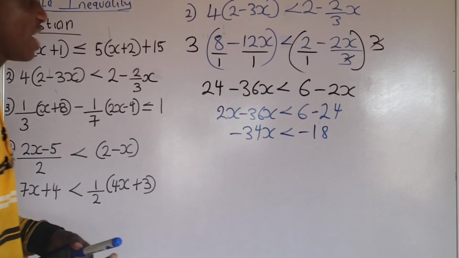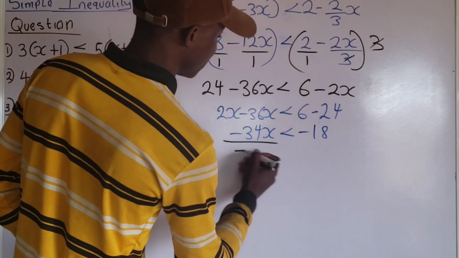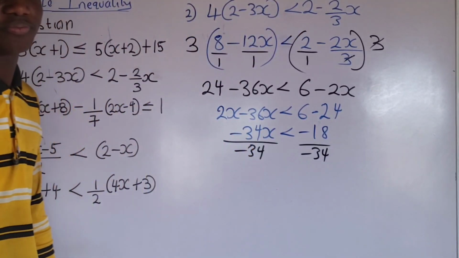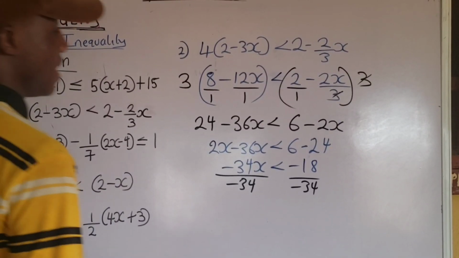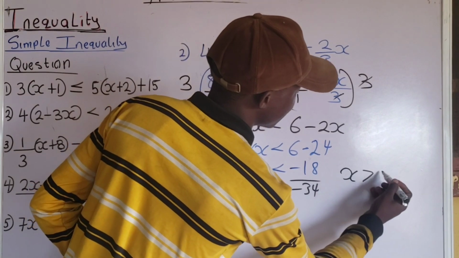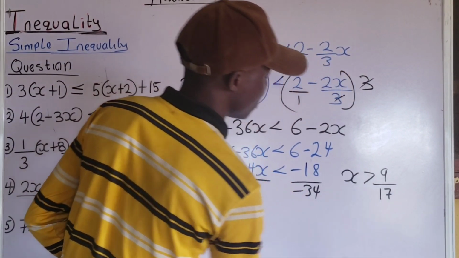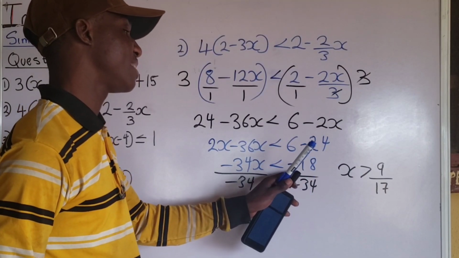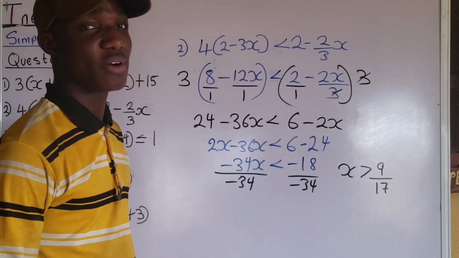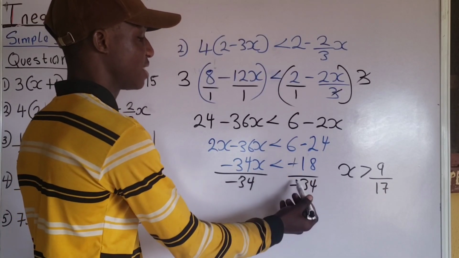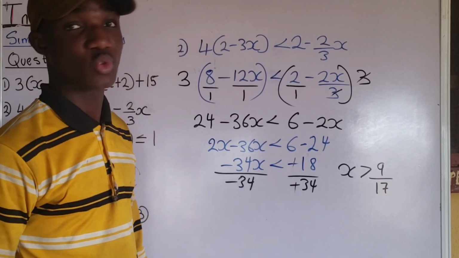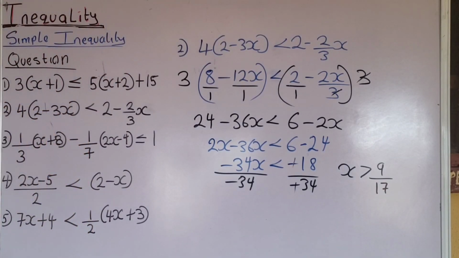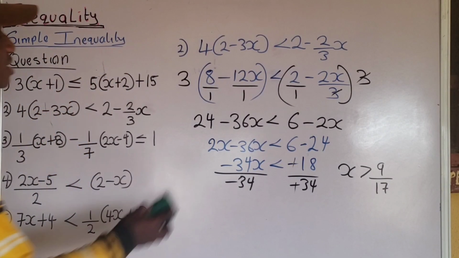You understand? So here I'm going to have this over negative 34 and this over negative 34. Do you understand? So for this, I'm going to have x is greater than 9 all over 17. You understand? Because if you divide 18 by 2, you are going to have 9. If you divide negative 18 by 2, you are going to have 9. And this negative will cancel this negative. So if you divide 34 by 2, you are going to have 17. So that is the solution to that inequality. Okay, so let's proceed to the third question.